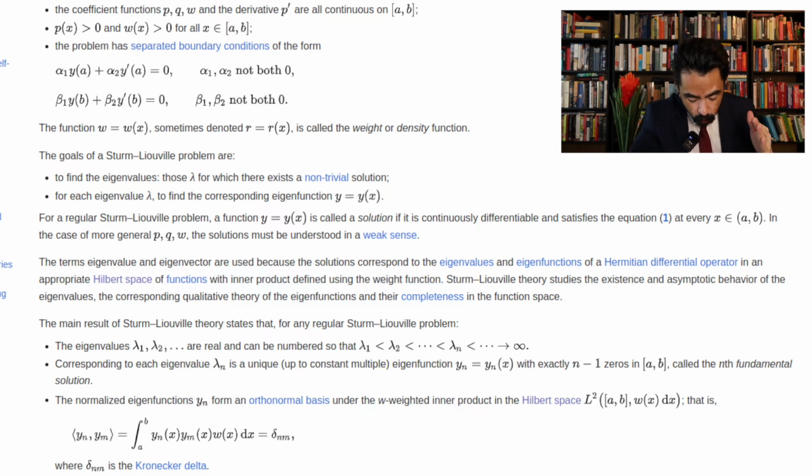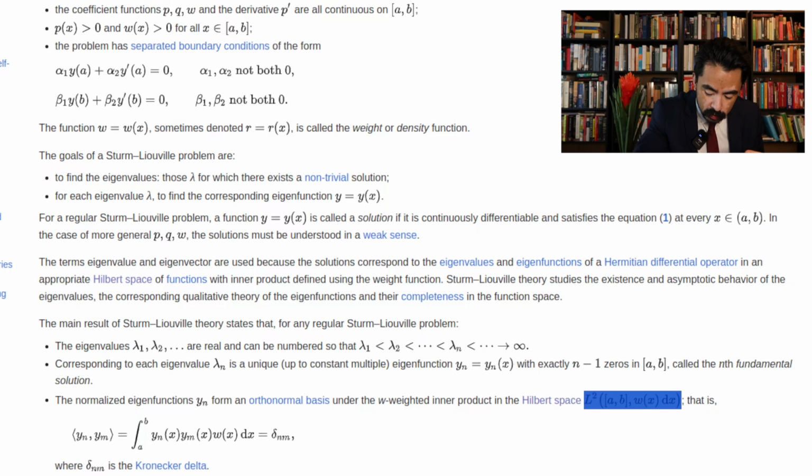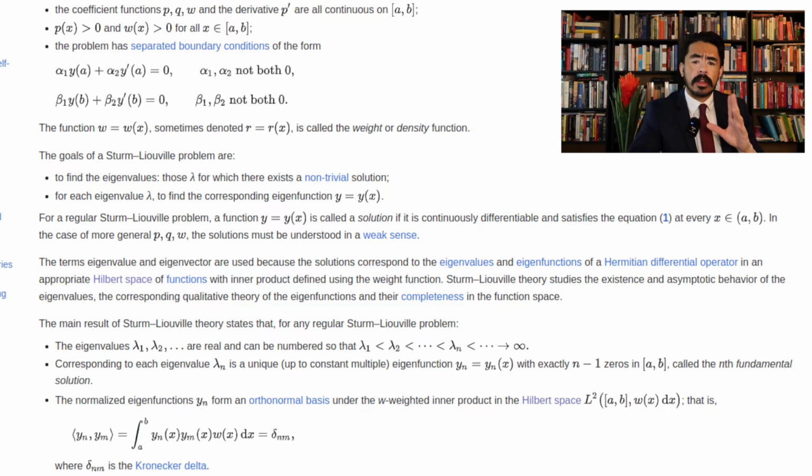That is, we have the inner product between y_n and y_m given by the integral from a to b of y_n of x times y_m of x times the weight function w of x dx equals the Kronecker delta sub nm. So keep in mind, we're still answering what's up with the Laguerre polynomials.